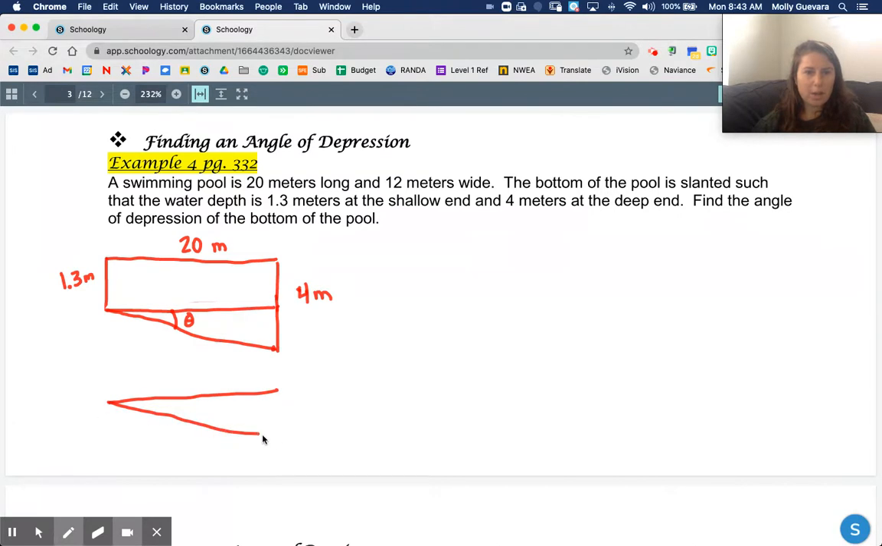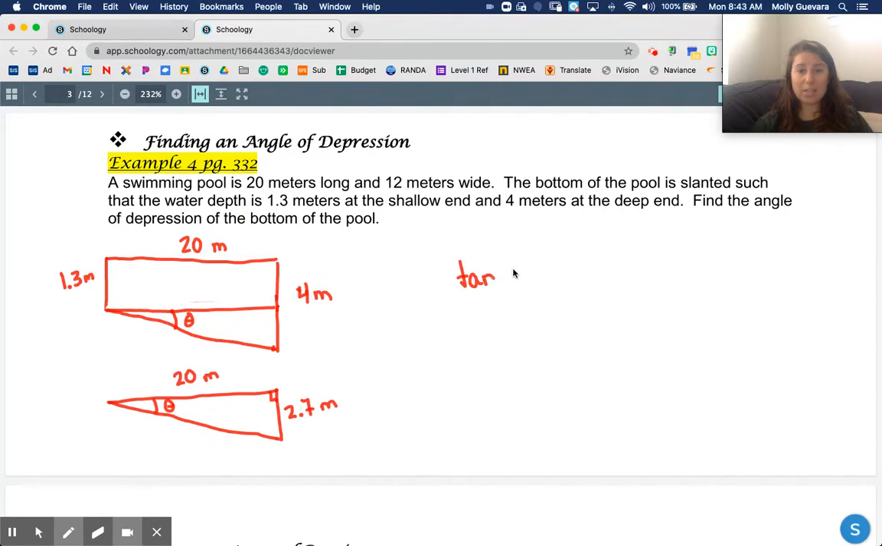So if it helps you to draw that right triangle separately, that's fine. Right? This is theta. I know that this is 20. And I actually can find this too, right? If this whole length is 4 and this guy is 1.3, then this is 2.7. So hopefully that makes sense. And I want to know what theta is. Well, 2.7 is opposite and 20 is adjacent. So opposite and adjacent is tangent.